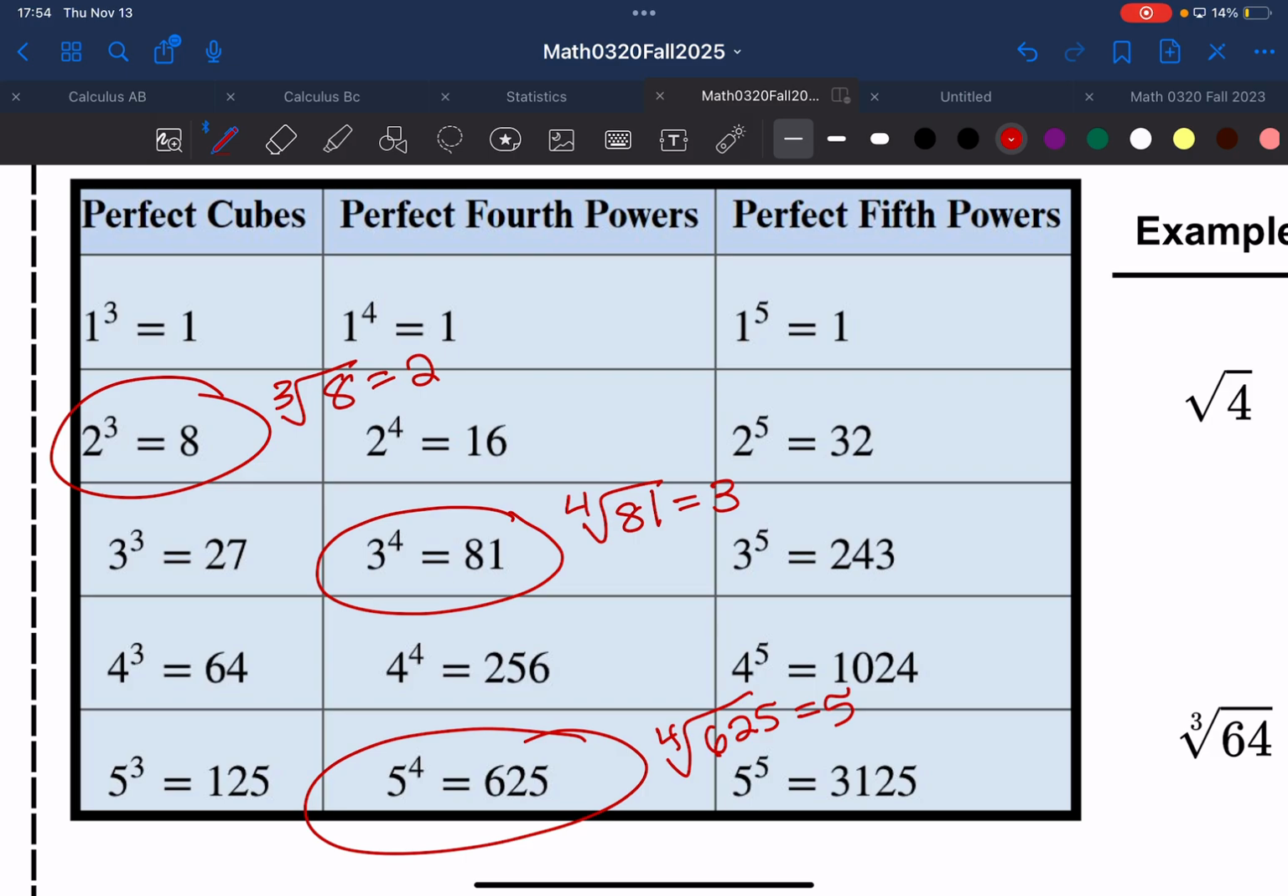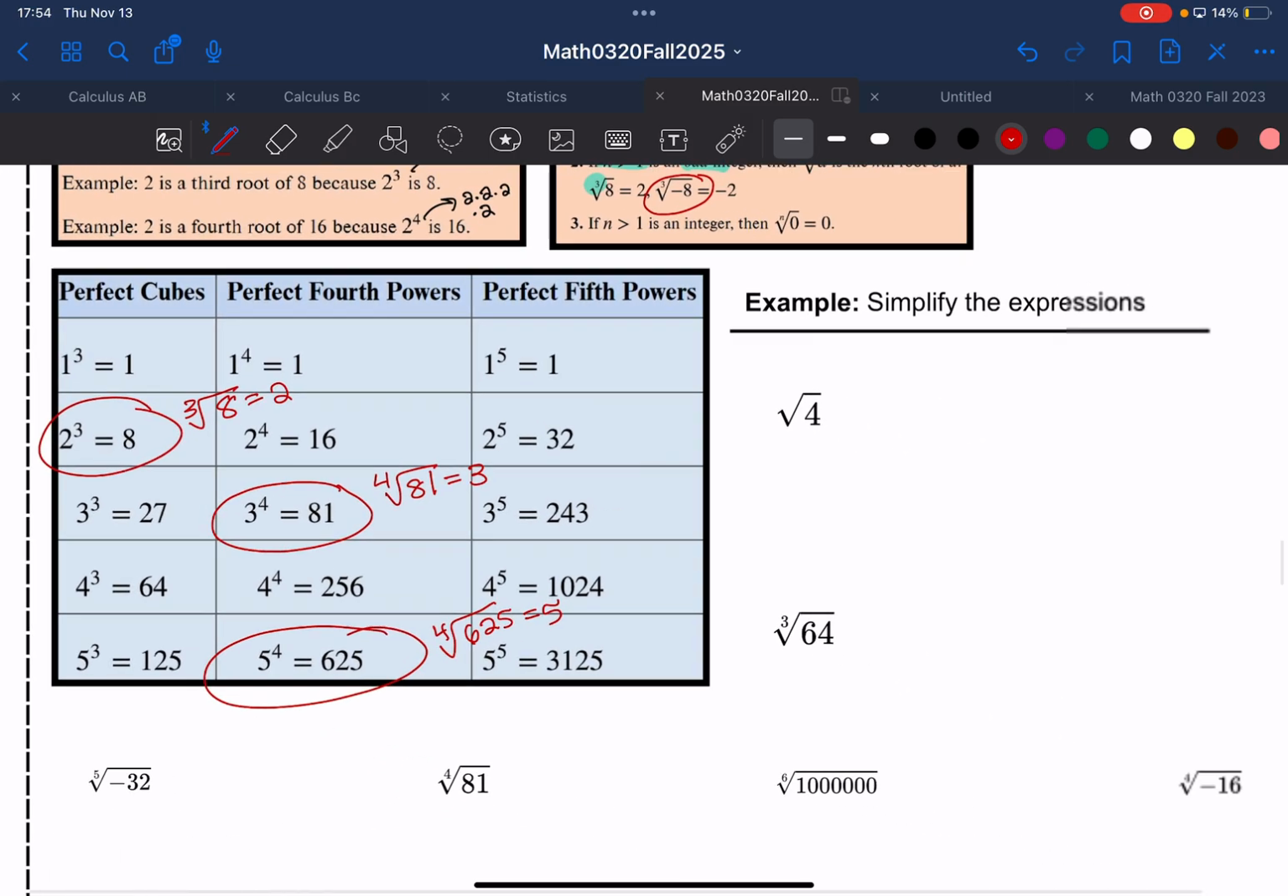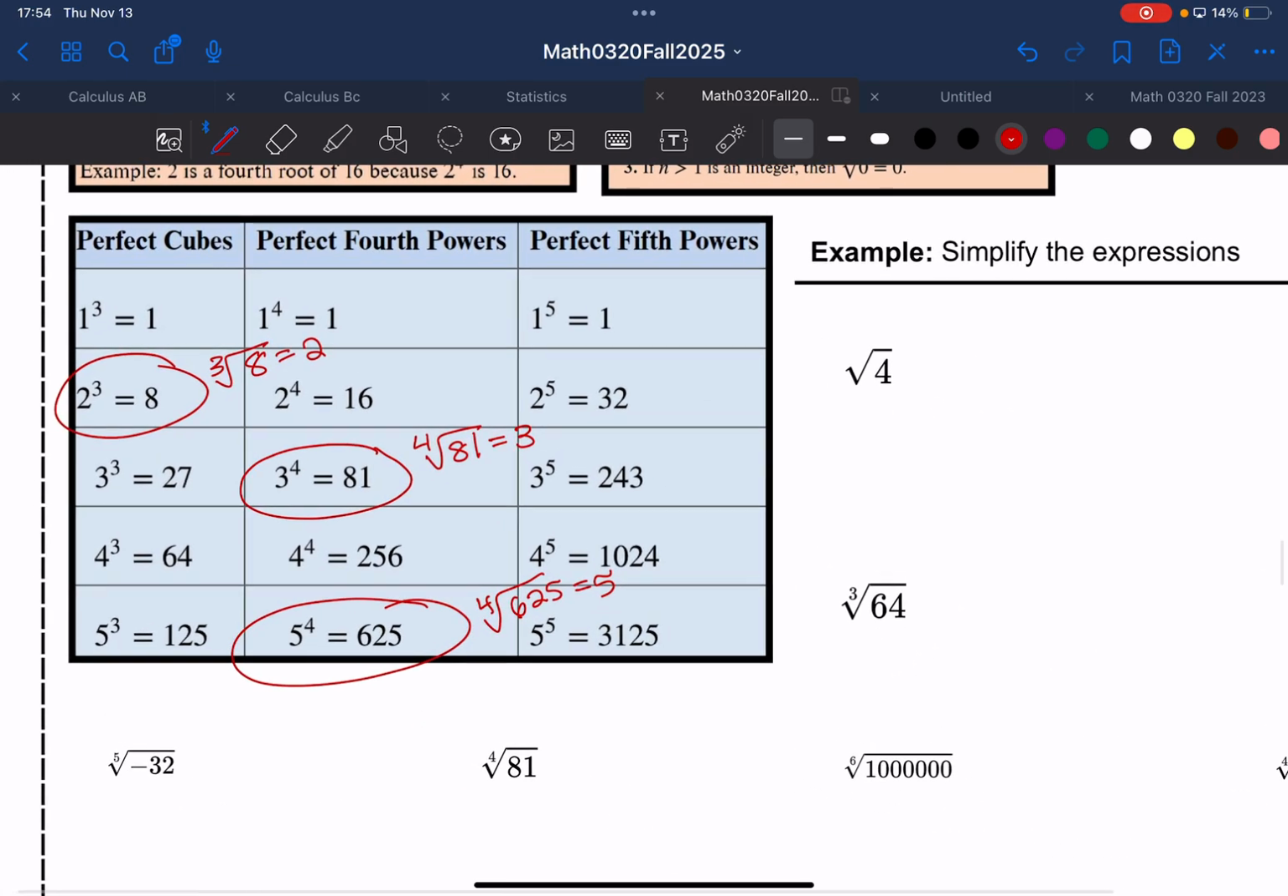Okay, so let's look at some examples. Starting off easy, right? What's the square root of 4? 2. And again, we know that this is 2 because 2 squared equals 4. If we were using that table to help us, of course on the table I didn't give you perfect squares, I just gave you the cubes, 4ths, and 5ths, but that is what it would look like on the table.